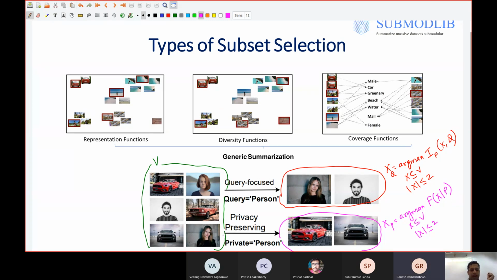Now if your f is a representation function, then it's trying to represent all the images well through facility location, right? If it's diversity, then I'm not trying to represent. I may even get outliers, as you've seen before. Diversity may give you outliers like this, but in a way that is sensitive to the query Q, or maybe agnostic to P. Coverage will look at how concepts are being covered rather than images being covered.